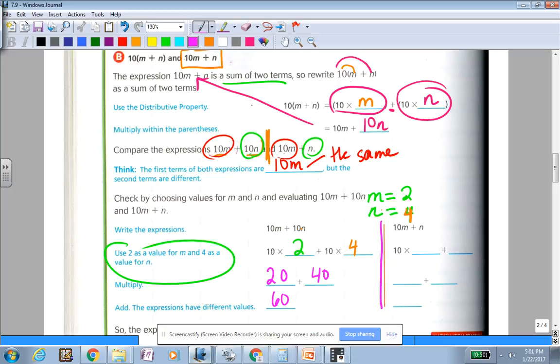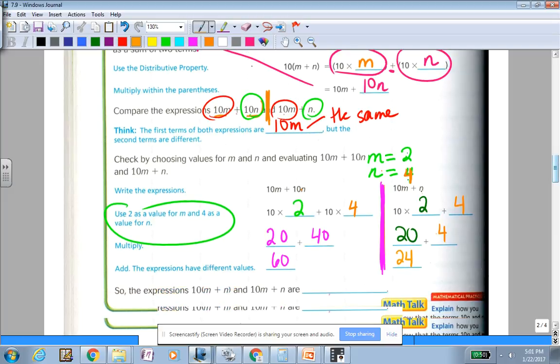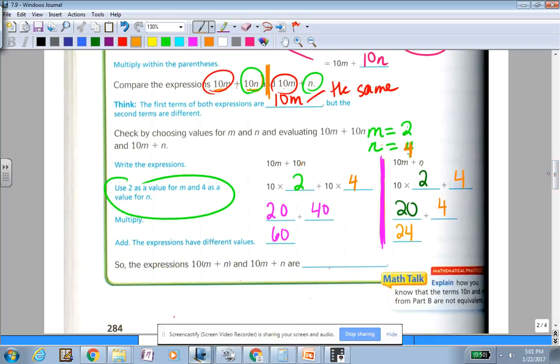And now for this second expression, and I'm glad they have a line here down the middle so we can organize our work. 10m, remember m is now 2. 10 times 2 gives me 20. And n just by itself is going to give me 4. And so when I have 20 and I add 4 to it, it gives me a total of 24. So again, showing and proving that these two expressions are not equivalent.